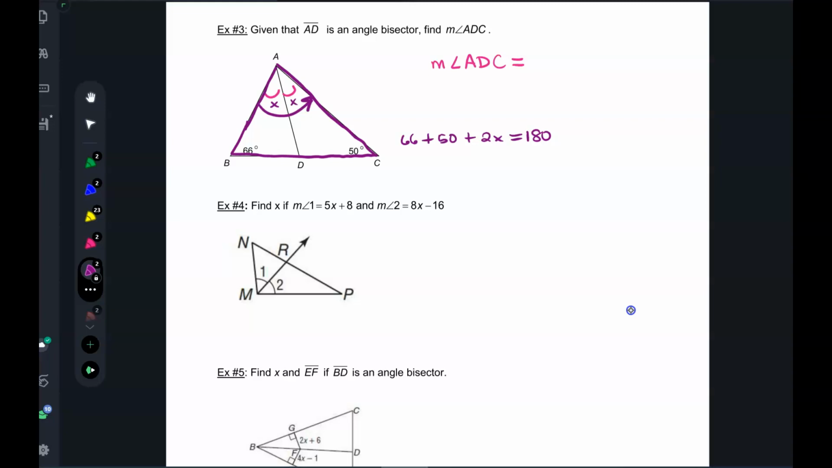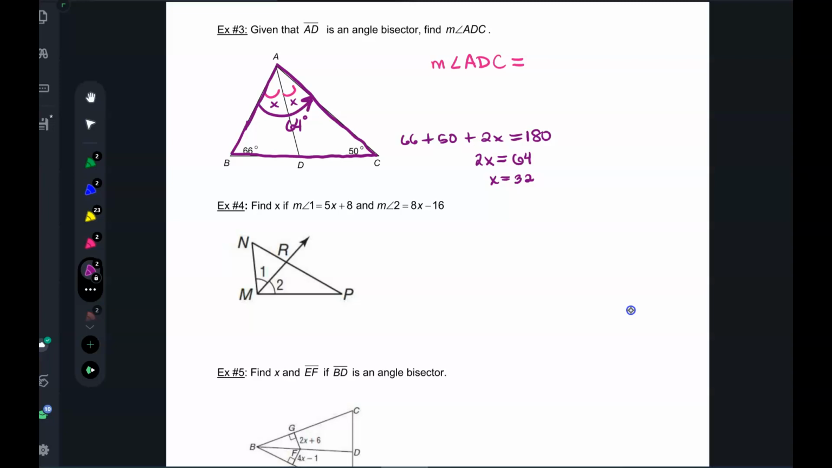If these add up to 116, then this whole angle has to be 64. 64 divided by 2, so each of the smaller ones ends up being 32. If I set it up this way, I get the same answer. Then you do 32 plus 50 plus x. The way I did it is I just figured out this part by looking at the big triangle, and then you find each of the smaller angles.